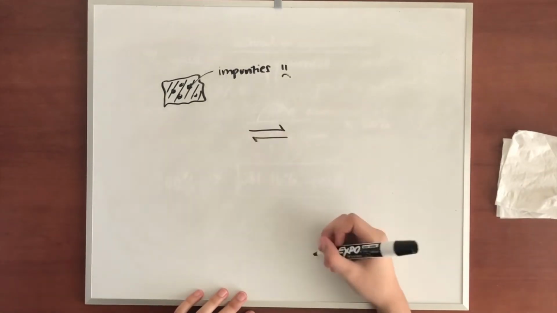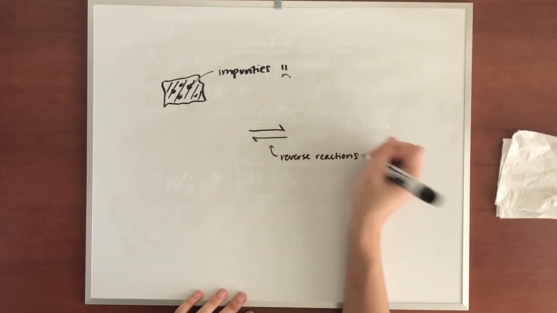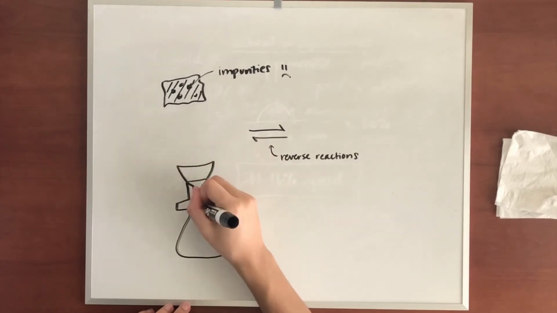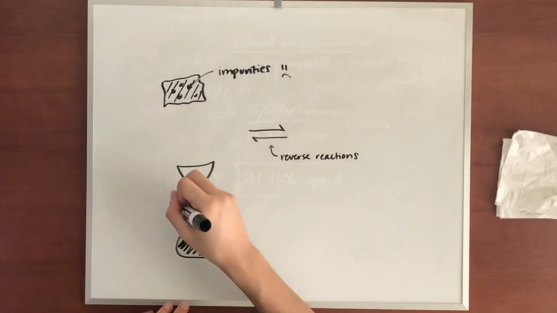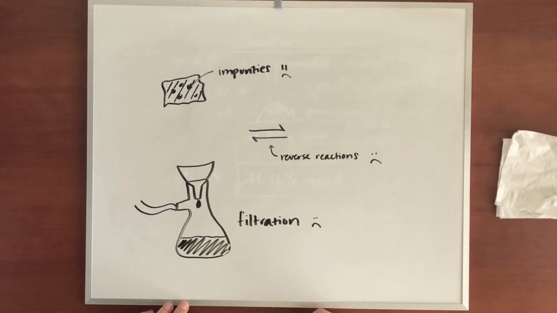We also couldn't guarantee that all of our reactants in each reaction were converted to products, when there may have been reverse reactions going on. And lastly, we carried out a series of filtrations during the lab, which could have made us lose some of our product from the end.